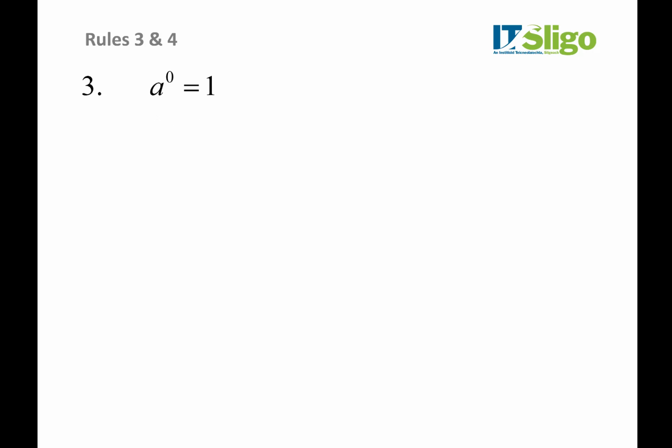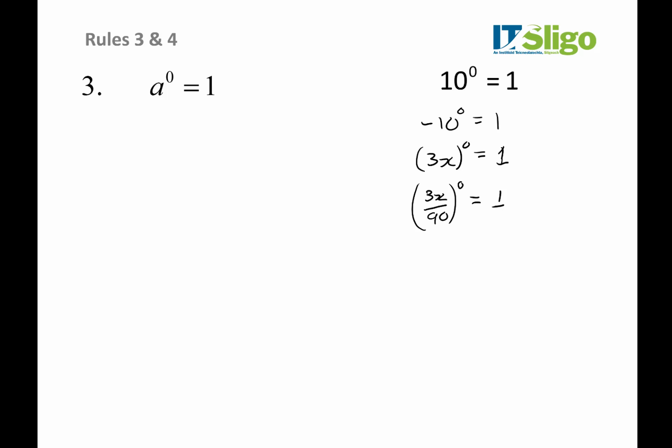Third rule is just simply anything to the power of 0. So 10 to the power of 0 is 1, minus 10 to the power of 0 is 1, 3x to the power of 0 is 1, 3x over 90 all to the power of 0. It doesn't matter, if it's to the power of 0, it's equal to 1. If we stick a minus sign in front of it, it's still equal to 1. So anything to the power of 0 is equal to 1.